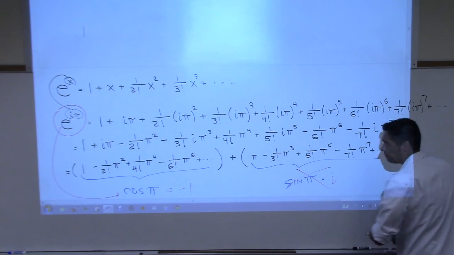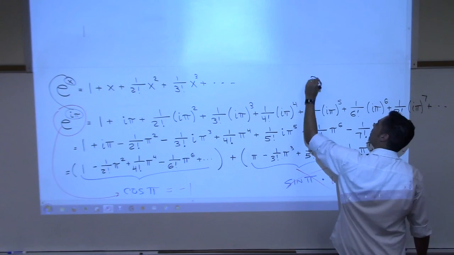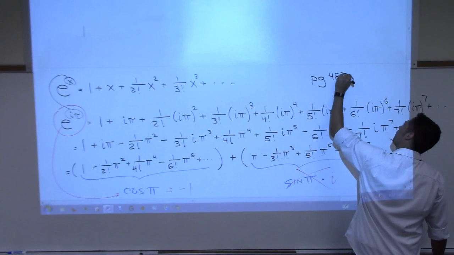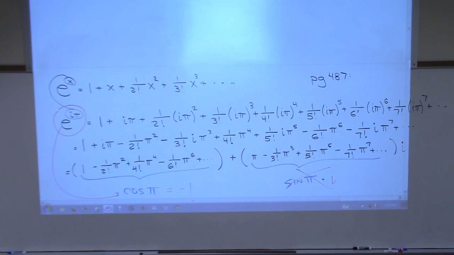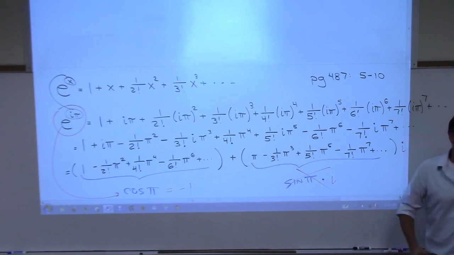That's pretty awesome. Okay. I'm going to give you the homework assignment for this section, but you're not going to be able to do it all, so I'm just going to give you a little piece of it. Just for those of you who are a little ambitious. Page 487. For now, 5 through 10. And remember, my videos are online for homework solutions.